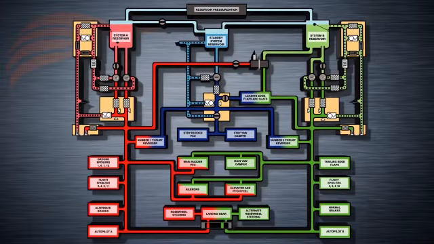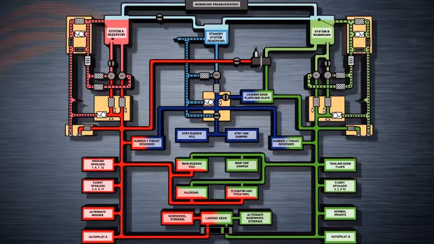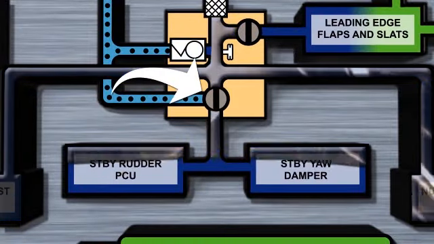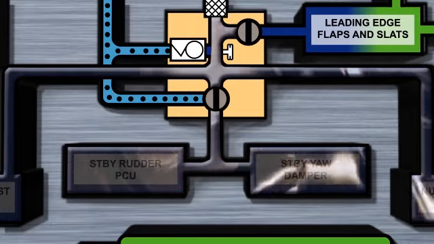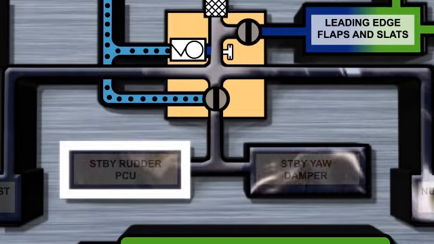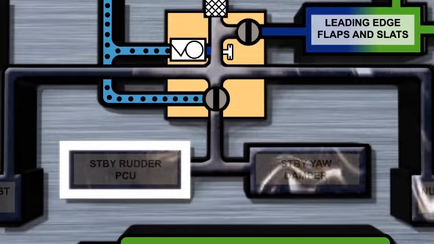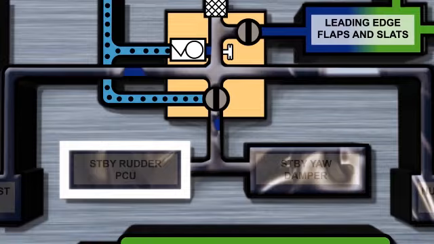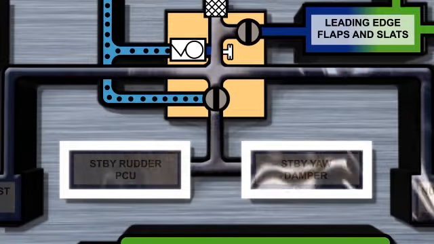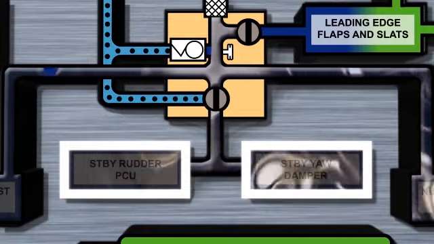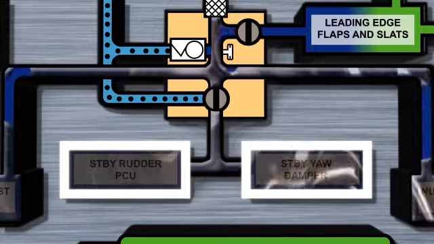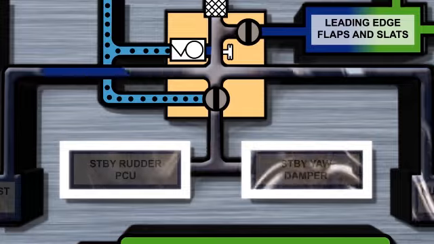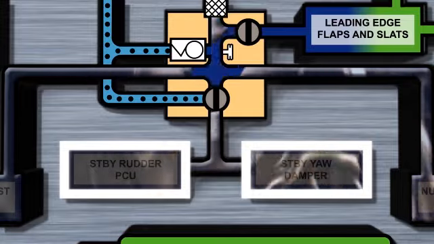When the standby hydraulic system is activated automatically via either method, the standby rudder shutoff valve is opened. This routes hydraulic fluid through to the standby rudder power control unit, allowing the pilot to retain sufficient rudder control even when systems A and B have failed. The standby yaw damper system provides Dutch roll prevention, gust damping, and turn coordination for the standby rudder power control unit. We cover the yaw dampers in more detail in the primary flight controls lesson.